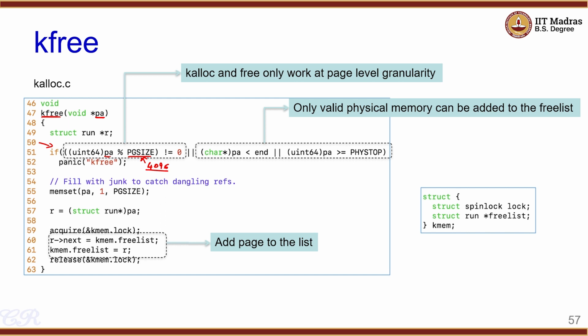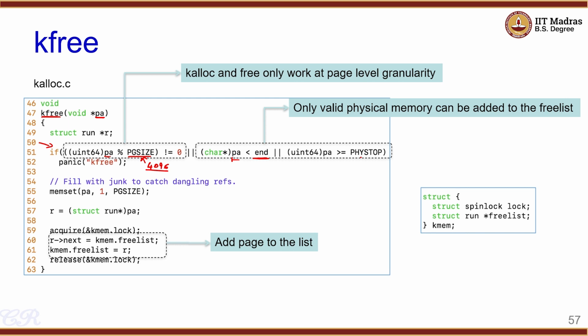Similarly, the second check that is done is that the physical address should be between end and physical stop. Why is this required? Because it is only between the end address and the physical stop that memory is usable by the kernel for various aspects. Physical stop marks the end of the DRAM. Above this, there is no DRAM, so it cannot be utilized. Below the address end is where the kernel code and fixed data or read-only data are present, and therefore cannot be overwritten.